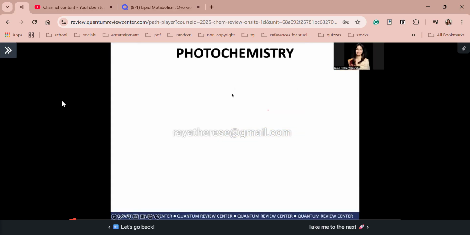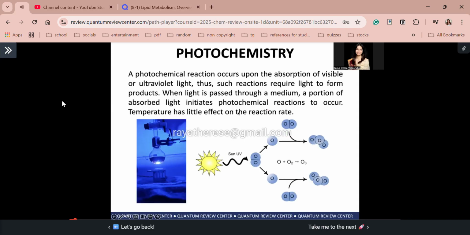Now, let's start with photochemistry. So, what is photochemistry? A photochemical reaction occurs upon the absorption of visible or ultraviolet light. So, these reactions will require light to give us products. But molecules, when they absorb light, will change to their excited states. So, the physical and chemical properties of the molecules will be different in their excited state.